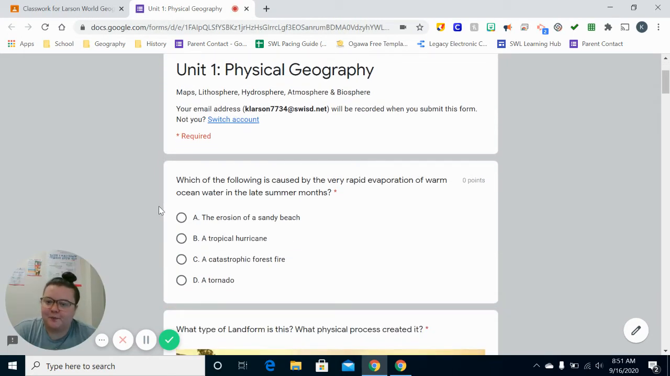Do your best, y'all. So question number 1 says, which of the following is caused by the very rapid evaporation of warm ocean water in the late summer months? Is it A, the erosion of a sandy beach, B, a tropical hurricane, C, a catastrophic forest fire, or D, a tornado?